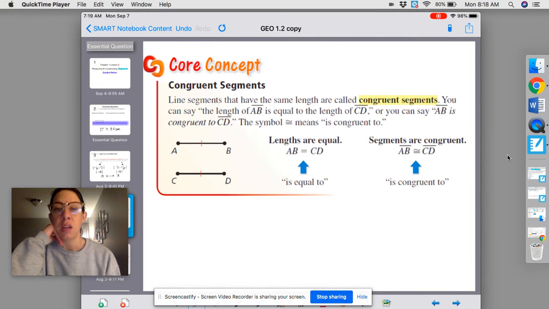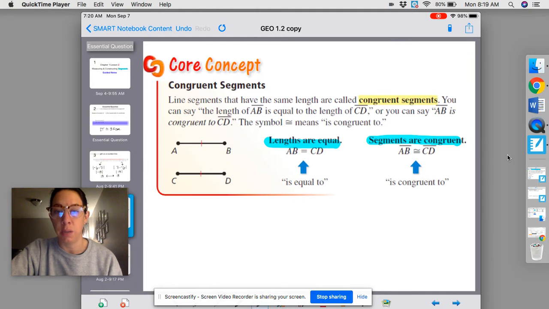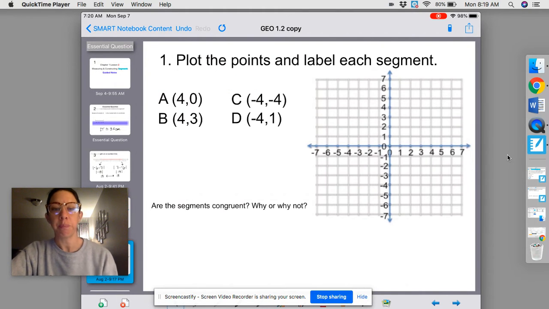So the next thing we're going to talk about are congruent segments. Segments are congruent if their lengths are equal. And we never say segments are equal. Segments are congruent because their lengths are equal. So there's just a difference. Lengths are equal, segments are congruent when we're using our vocabulary and when we're talking about it.